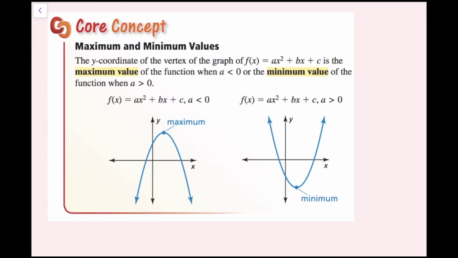Maximum and minimum values. The y-coordinate of the vertex of the graph of f of x equals ax squared plus bx plus c is the maximum value of the function when a is less than 0, or the minimum value of the function when a is greater than 0. So the only difference is here I have a being positive, and if a is positive, I have my parabola up like a cup. And if a is negative right here, I have it down like a frown. And if it's down like a frown, the vertex will be the maximum point, and if it's up like a cup, the vertex will be the minimum point.